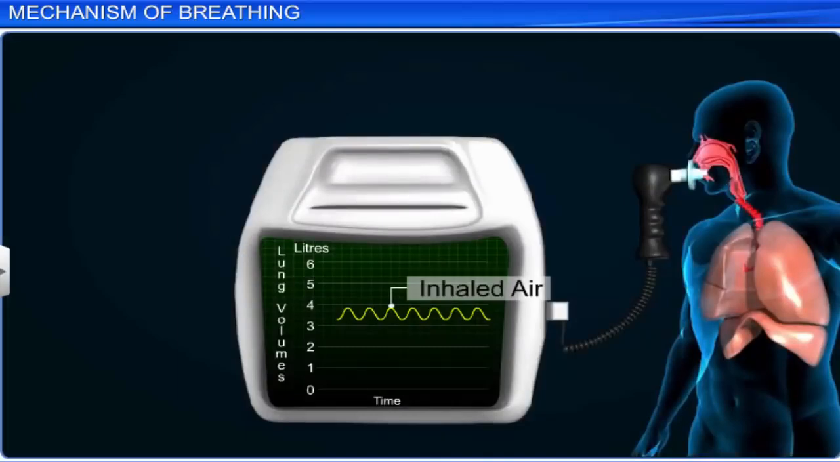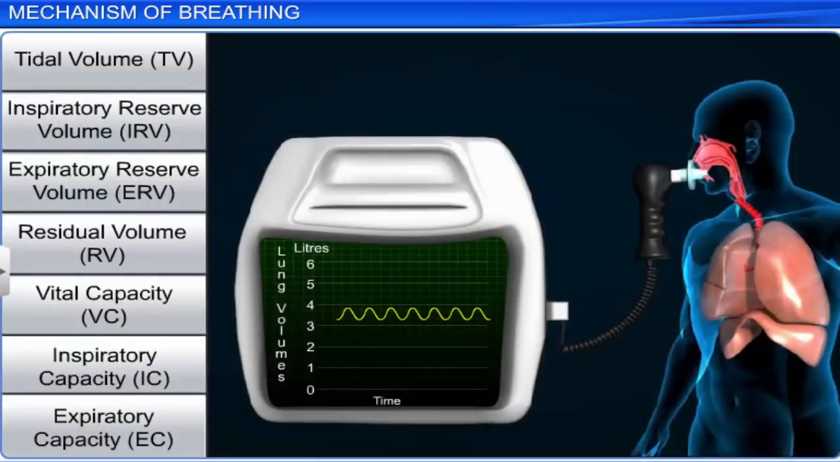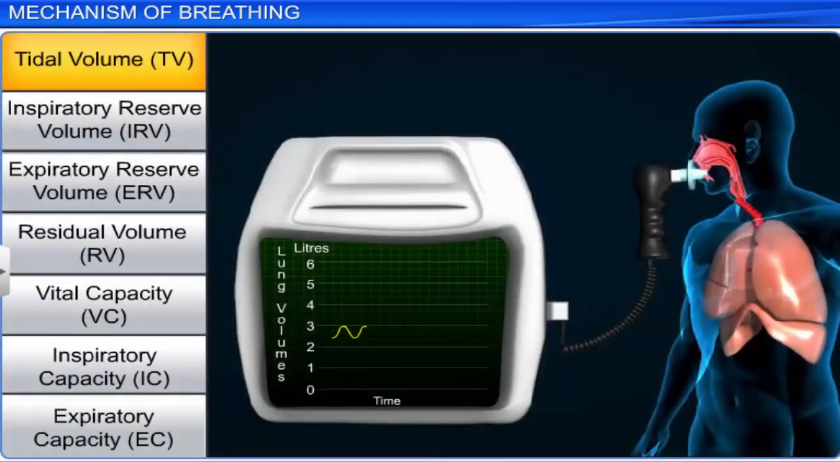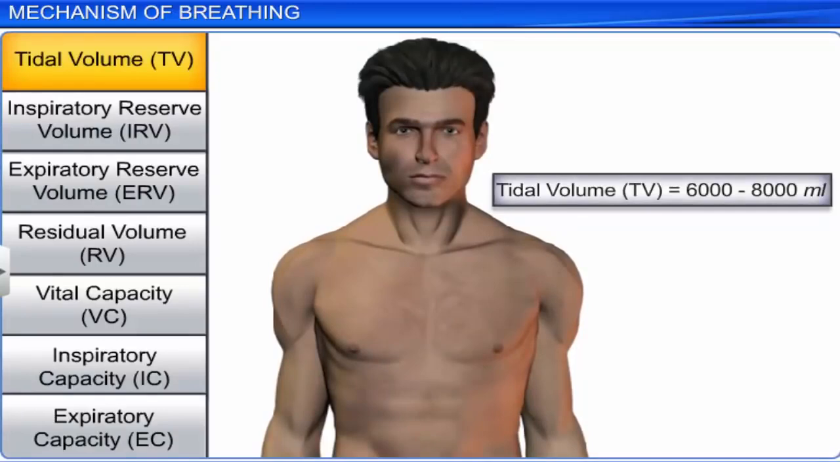The volume of air inspired and expired by the lungs can be estimated by using a procedure called spirometry. Let's discuss the respiratory volumes and respiratory capacities. Volume of air inspired or expired during each normal breath is called tidal volume. A healthy man can inspire or expire approximately 6,000 to 8,000 milliliters of air per minute.